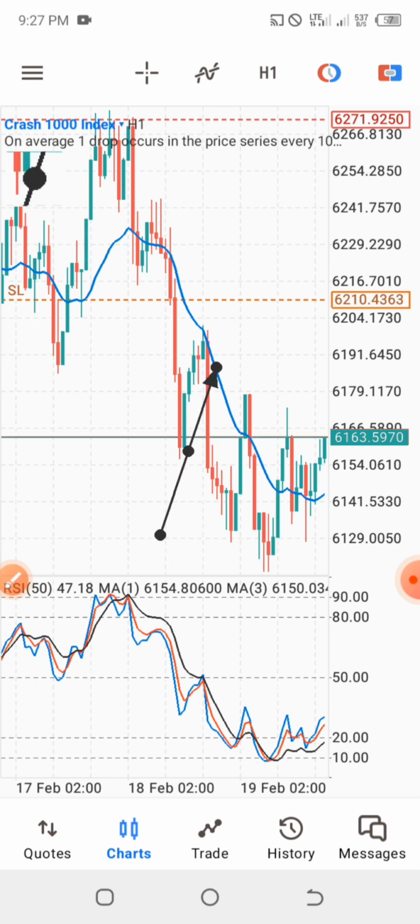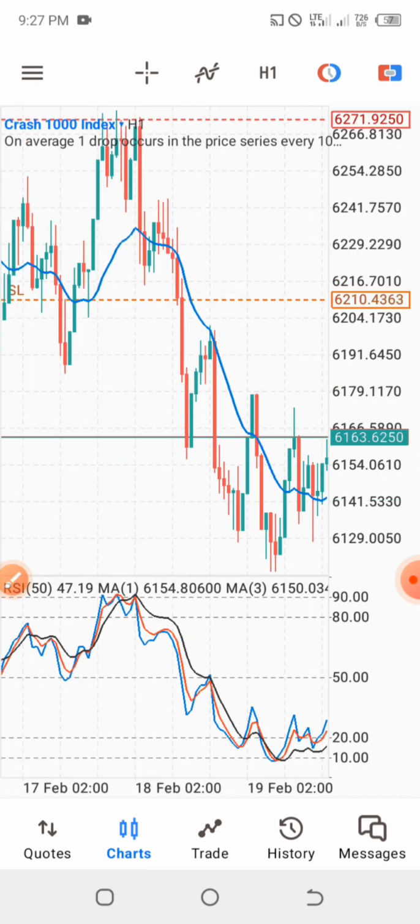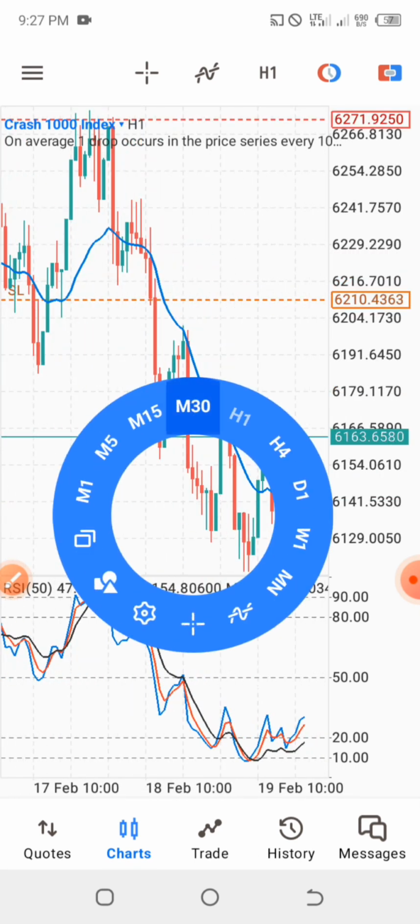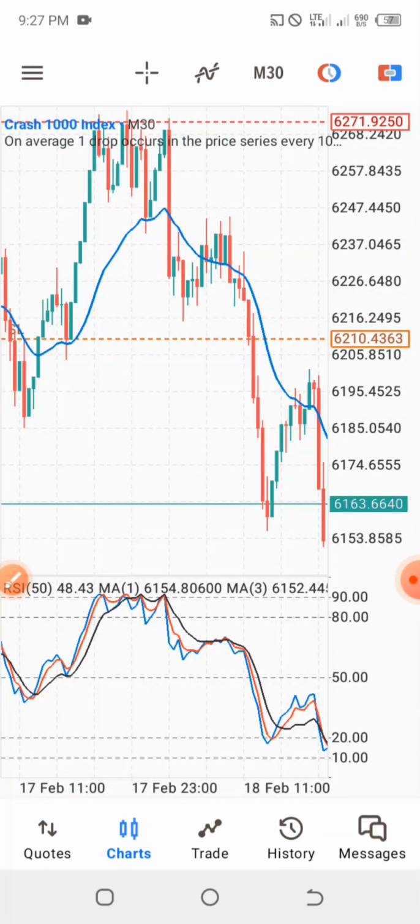So which means that we will be looking for a buy. Now this is the H1 time frame. Now how do we use the strategy to take trades right here?